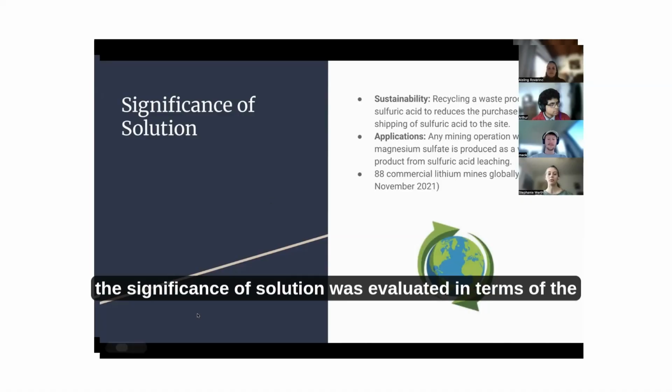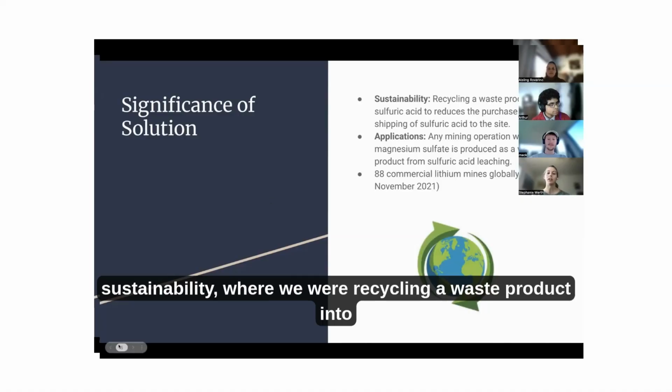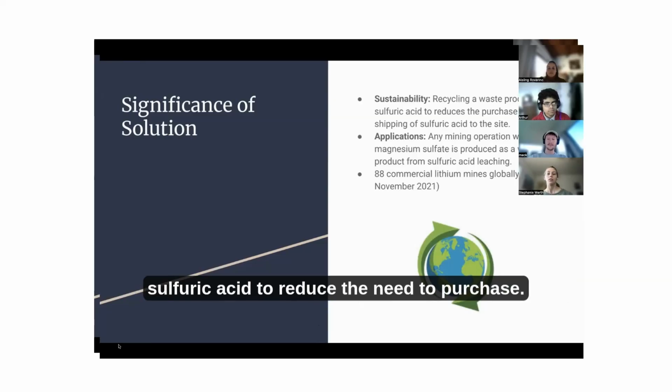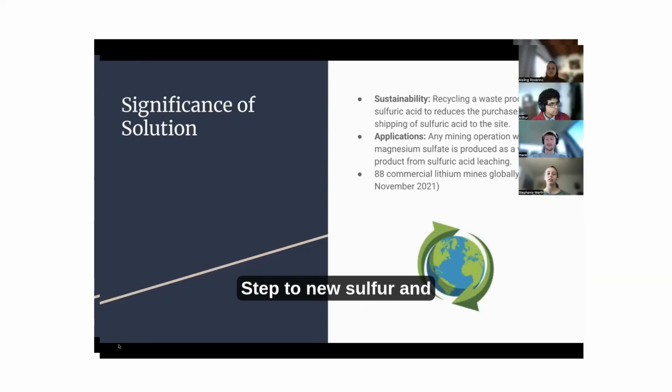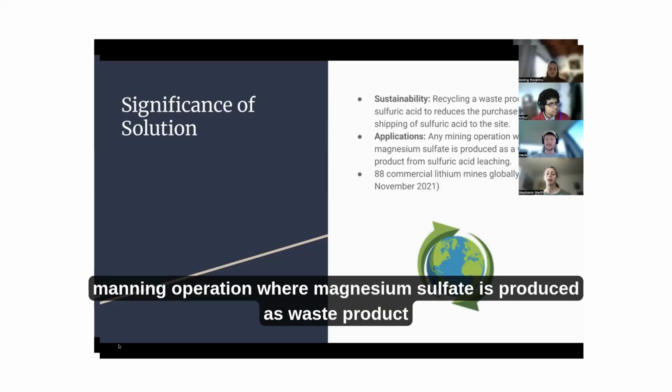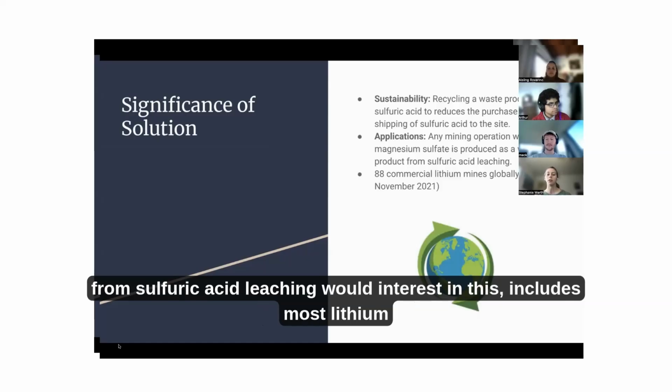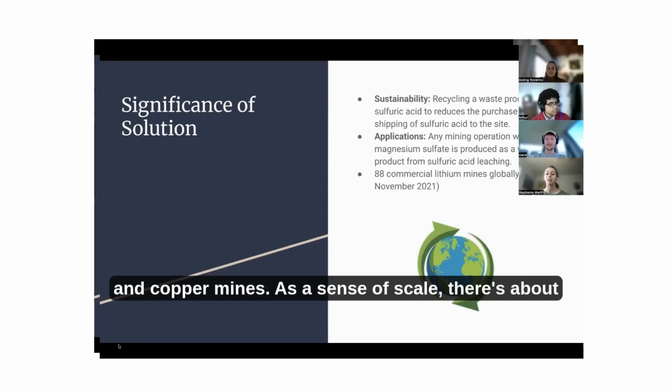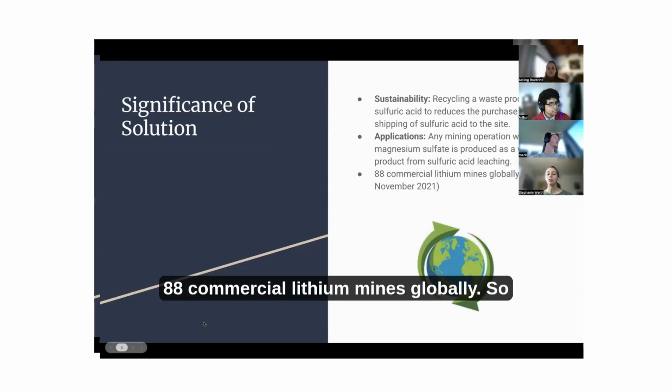The significance of our solution was evaluated in terms of sustainability, where we are recycling a waste product into sulfuric acid to reduce the need to purchase new sulfur and produce sulfuric acid on site. Any mining operation where magnesium sulfate is produced as a waste product from sulfuric acid leaching would have an interest in this, and that includes most lithium and copper mines. As a sense of scale, there are about 88 commercial lithium mines globally.